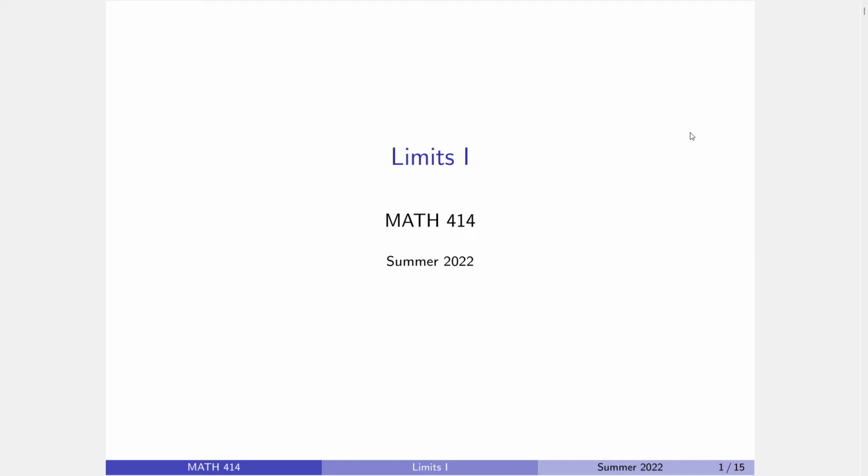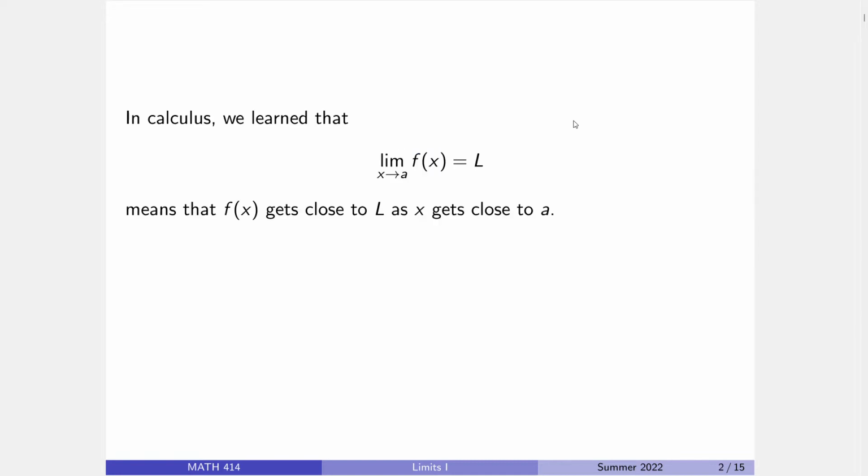Let's take it to the limit, shall we? All right. So now we're getting into the fundamental calculus thing, the idea of limit. So in calculus, this collection of symbols was presented to you, and the justification you got for what this means is basically, well, the output gets close to L as the input gets close to A.